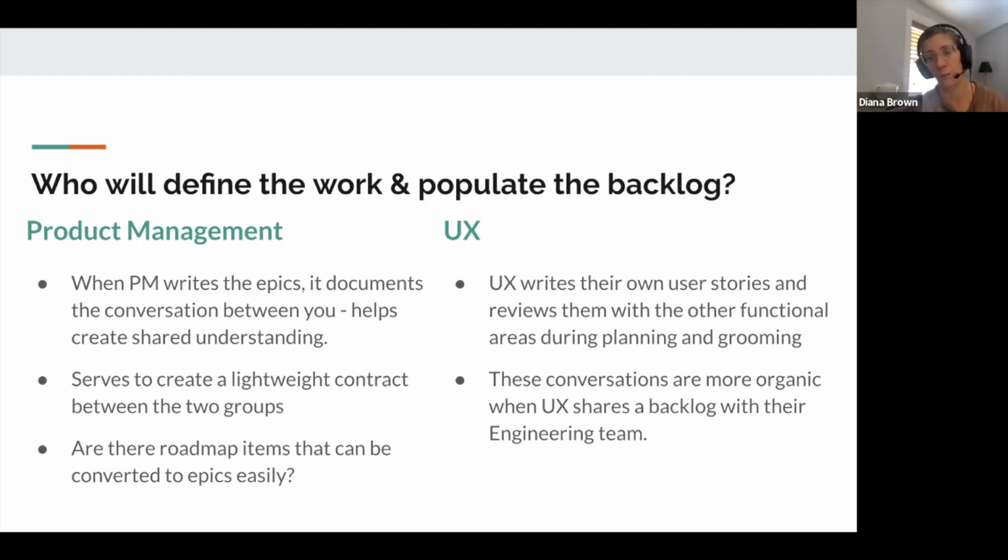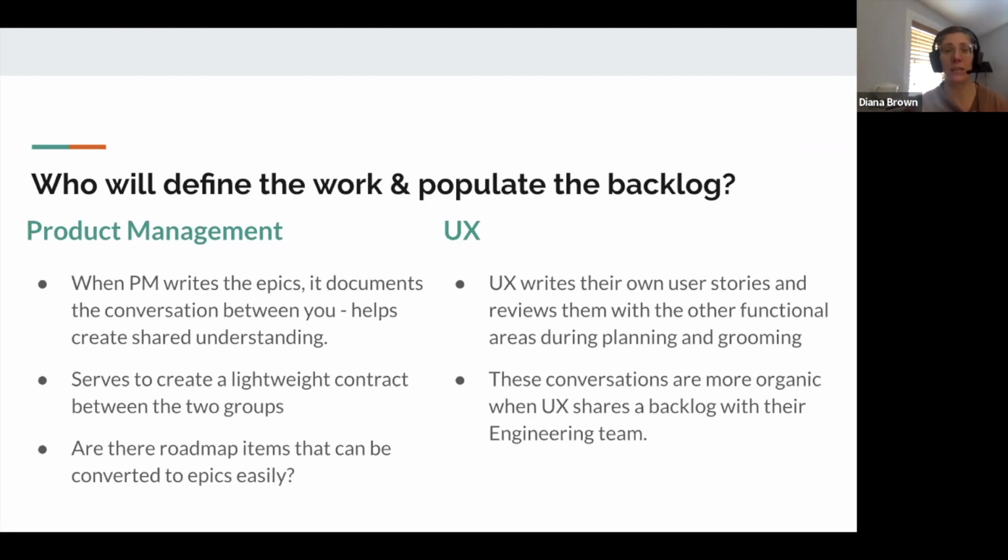Those are really critical. Those conversations can be more organic if UX is sharing their backlog with their engineering team, because then the engineers don't have to have this separate meeting. It's just part of their own backlog, grooming, and planning. Although some teams don't do that. So if they don't, maybe you want to have your own, that's fine.